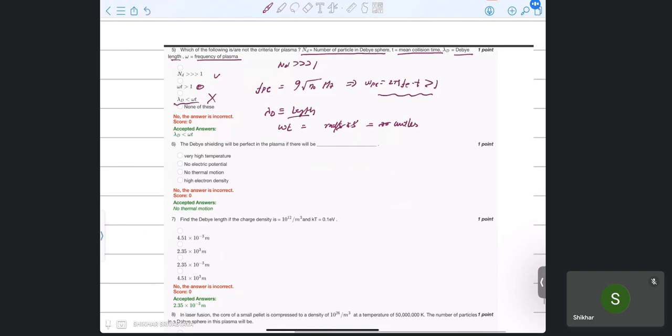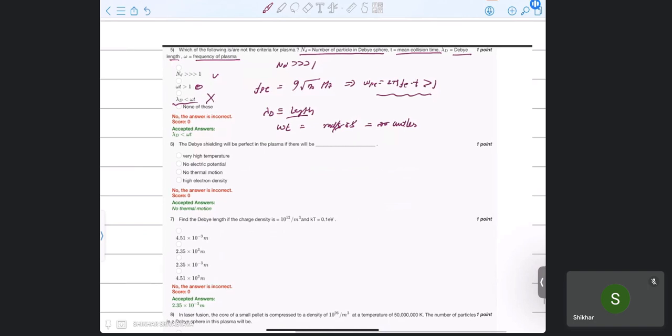Debye shielding will be perfect in the plasma. So what happens if you put a test charge? Electrons start accumulating around this test charge. But why don't these electrons stick to this positive charge? This is because electrons have a certain amount of temperature, and that's why they have a certain amount of kinetic energy, which takes the electron away from this positive charge. Coulombic energy is attracting, thermal energy is repelling.